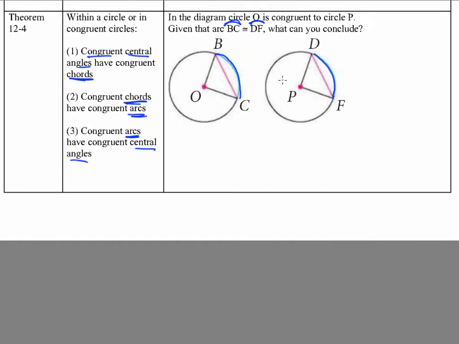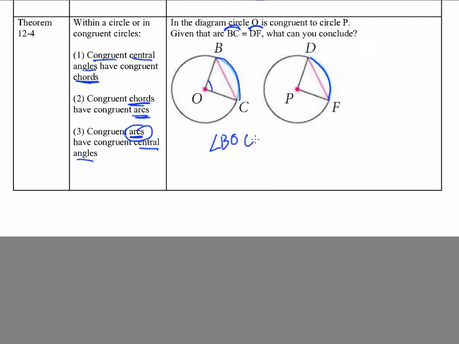What can we conclude? Well, what do we have here? We have congruent arcs. Well, congruent arcs means that I also have congruent central angles. So what is the central angle that goes with this intercepted arc? Well, that would be this one right here. So we know that angle BOC is congruent to, well, who's the central angle of this one? Angle DPF.